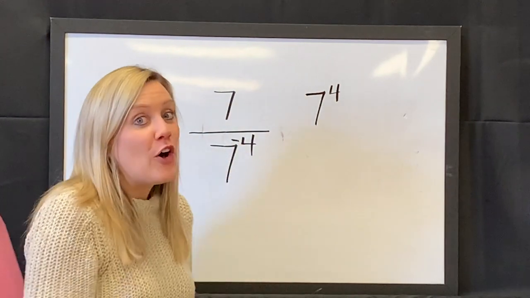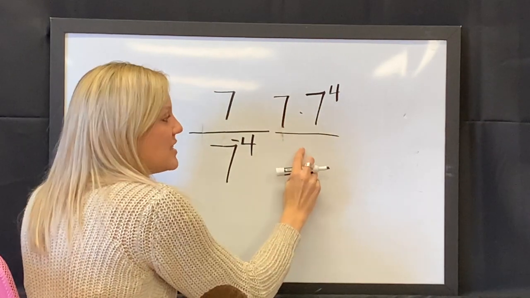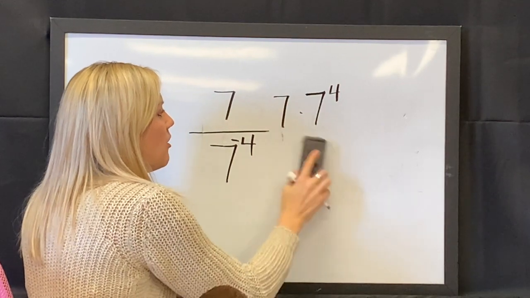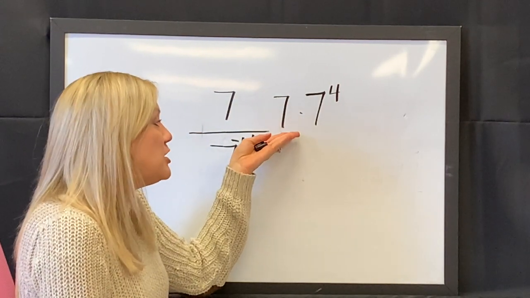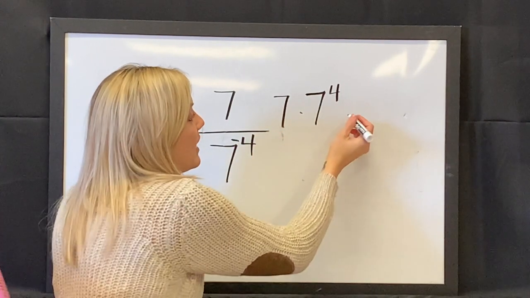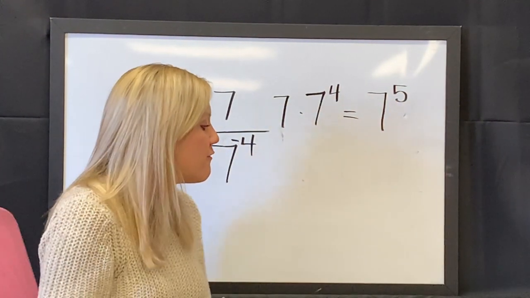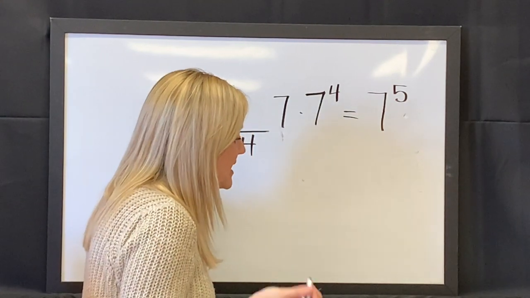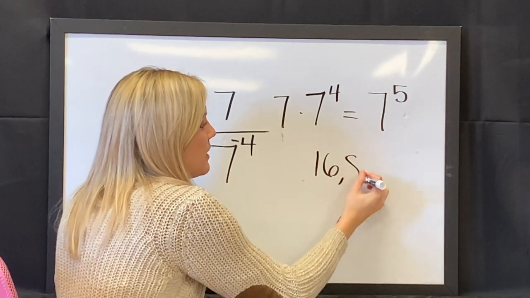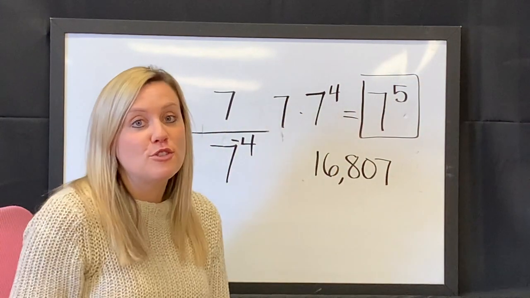This 7 is already up there, so I'm going to keep it up there. And there's nothing left in the denominator, so I could put a 1 there, but I don't have to write anything at all, okay? The last thing I'm going to do is just combine these. I have 1 7 here, I have 4 7s there, so that would give me a total of 7 to the 5th power, or 5 7s. And that is going to be 16,807. Usually when your answer is as big of a number as this, your teacher will probably just want you to write it that way, 7 to the 5th power.